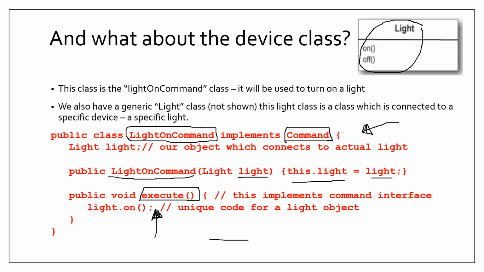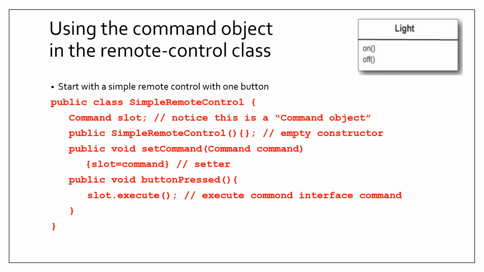But inside the execute method, here's where we have some specific knowledge. This knowledge is separated from the remote control. The remote control only knows about the execute method right here. But the execute method here says, hey, I've got a light object. I'm going to turn the light on. So it calls the light.on method. And so this unique code has now been separated from the remote control. The remote control had no idea that this code was run. The remote control simply had to run the execute code. Very nice. Now, how do we make this work inside the remote control class?